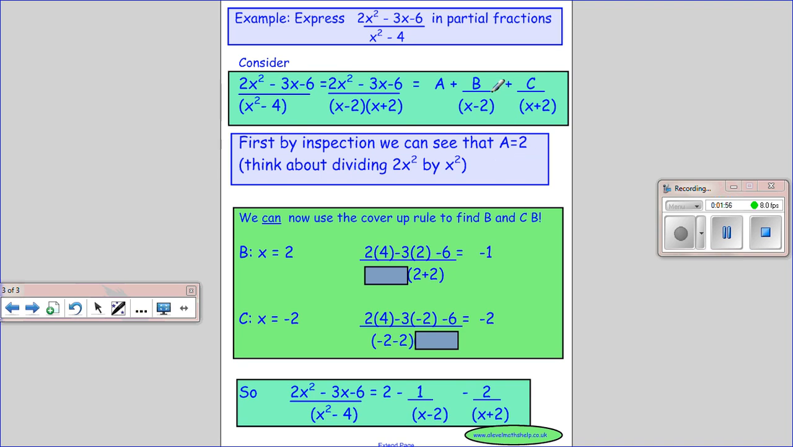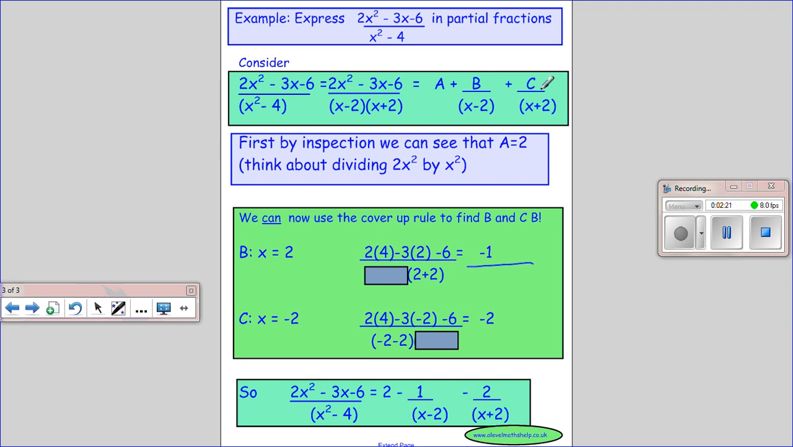So if I want to find b, I look at the denominator of b. I say, when does that denominator go to 0? It goes to 0 when x equals 2. I then cover up my x minus 2 bit, and then I substitute my 2 in whatever's left. So we get 2 times 2 squared minus 3 times 2 minus 6 over 2 plus 2. And that's what I got here. And I work that out and I get minus 1.